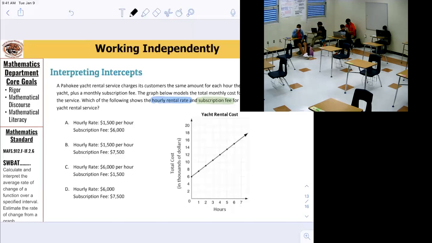Slope. Okay, so which of the two is the slope? Is it the hourly rental rate or the subscription fee? In other words, what is rental rate? Is rental rate slope, y-intercept, or x-intercept? Well, it's saying rate. So what does that sound like? Rate of change, exactly. So there's your keyword. That's what we always got to look for, those keywords. So this one's asking me what's the slope?